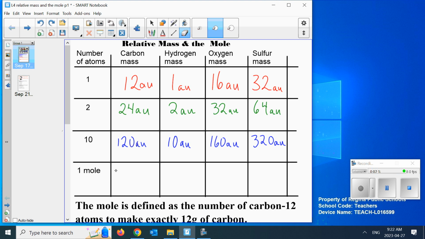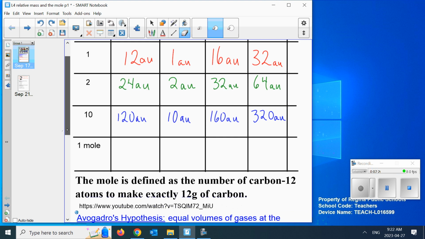But I have this right underneath here in bold. The mole is defined as the number of carbon-12 atoms to make exactly 12 grams of carbon. So we're going to put this down. This is going to go down. 12, now G for grams. Because grams are something we do measure in class. But it's useful. Atomic units aren't really that useful.